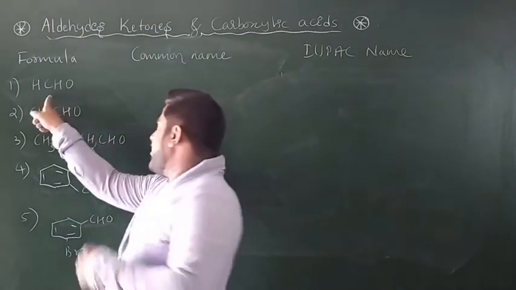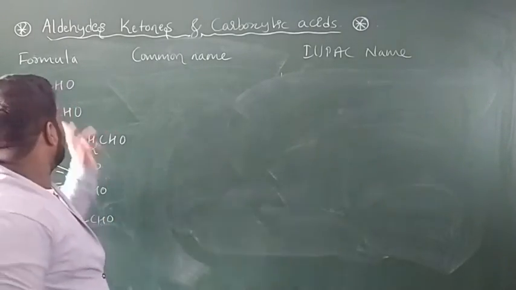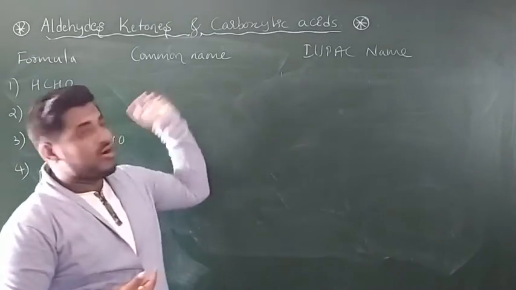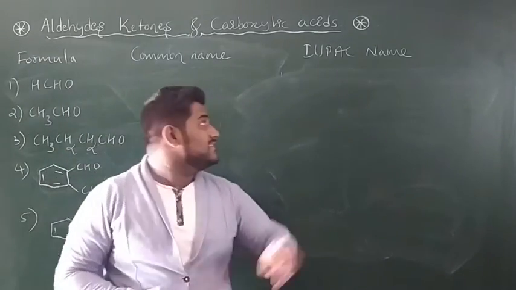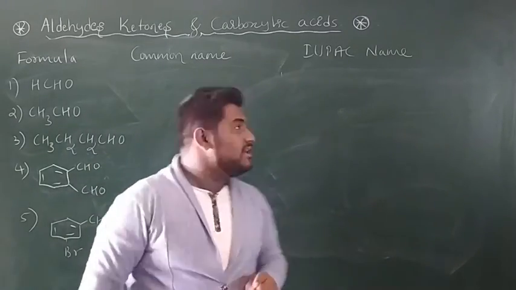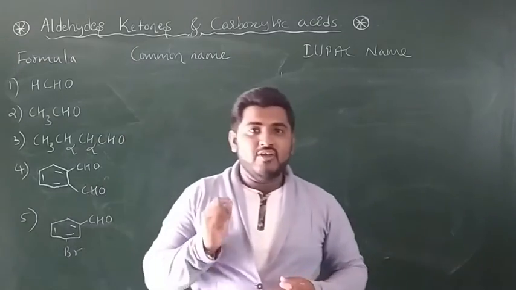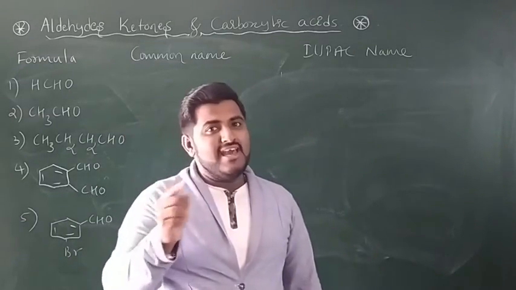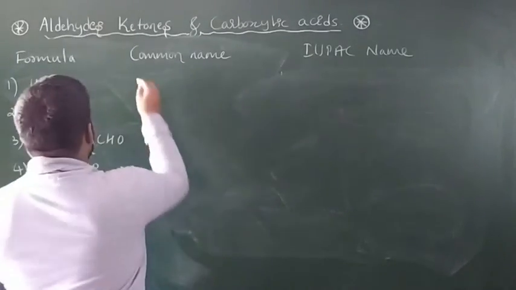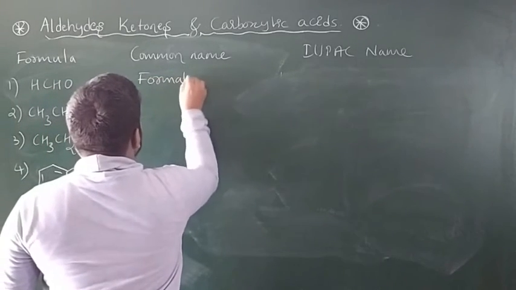HCHO. So how many carbon atoms are there, guys? Here only one carbon atom. For the common name, we have to see the parent carboxylic acid; for the IUPAC name, we have to see the parent hydrocarbon, right? So only one carbon is there. Then what is the parent carboxylic acid? Formic acid. So oic acid is replaced by aldehyde. What is the name here? Formaldehyde, in the common system.